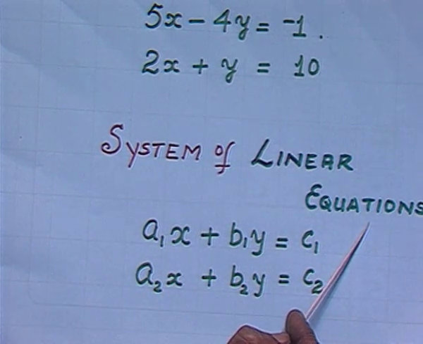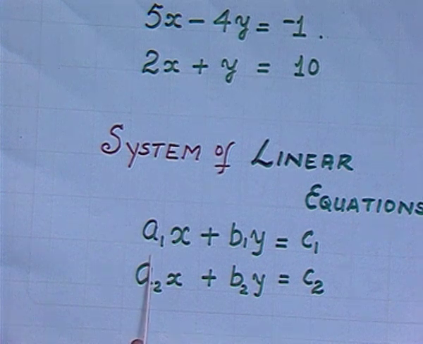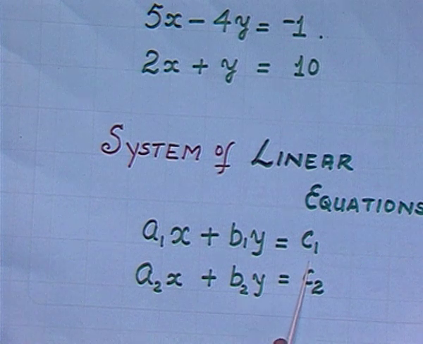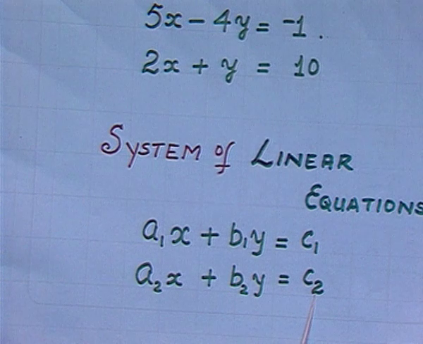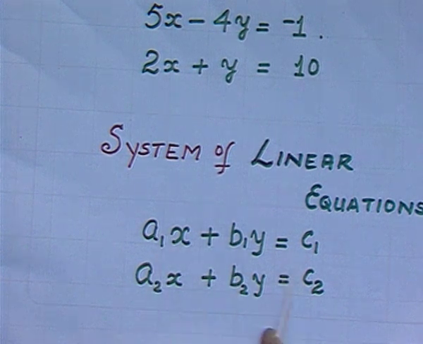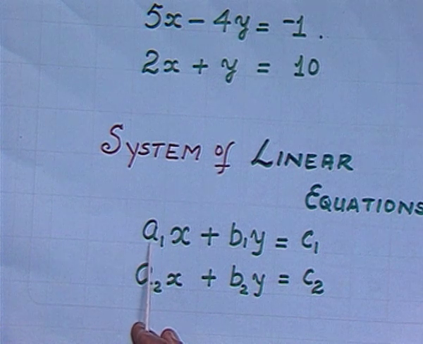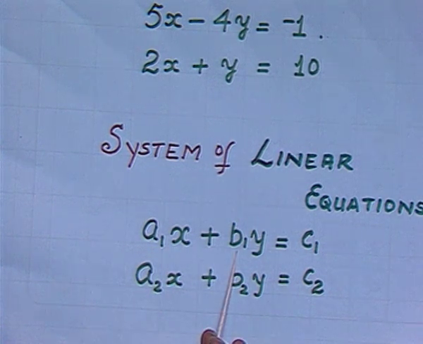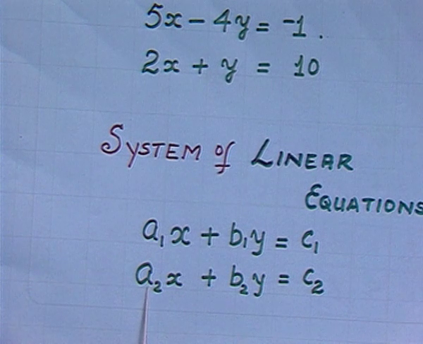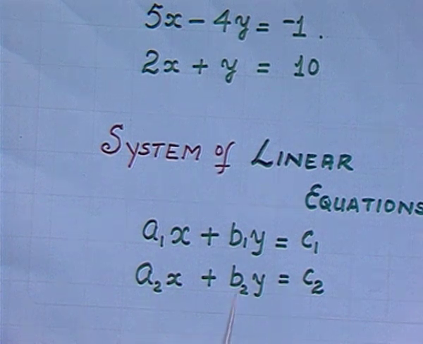linear equations. And the general format for the system of linear equations is a1x plus b1y equals c1 and a2x plus b2y equals c2. Again, a1, b1 and c1 all belong to the set of real numbers, and a2, b2 and c2 too. But you have to take the precaution that a1, b1 simultaneously cannot be equal to 0, and also a2 and b2 cannot be simultaneously equal to 0.